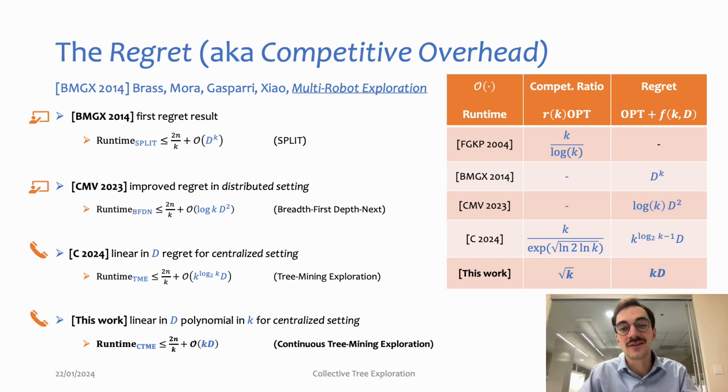The reason why studying the regret is so interesting is that linear in D regret actually has a tight connection to the competitive ratio. So this table summarizes the results on the left. Initially, what was known in 2004 was a competitive ratio of k divided by log k. Then came the first regret analysis of d to the k, which was improved to log k times d squared, and then to the super polynomial in k times d. But these recent linear in D regret guarantees actually provide a better competitive ratio, and this talk is also about a square root k competitive ratio.